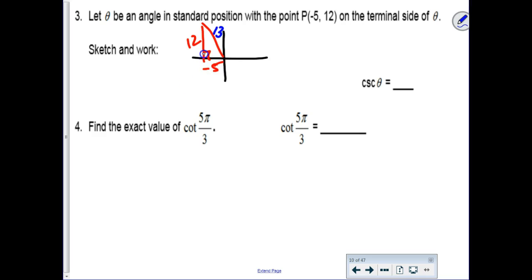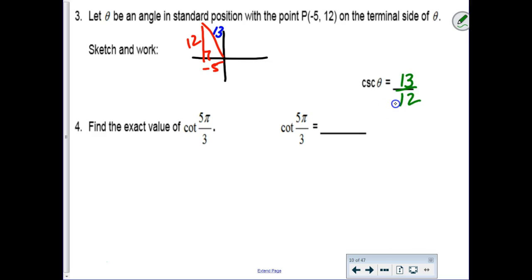We're in quadrant 2, and they want the cosecant. So first of all, should I be getting a positive or negative value for a cosecant in quadrant 2? Should be positive, because sine is positive, which means cosecant is positive. So what is the cosecant ratio? It's the reciprocal of sine, so that would be 13 over 12.